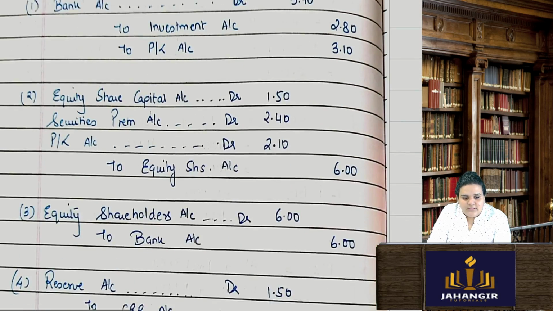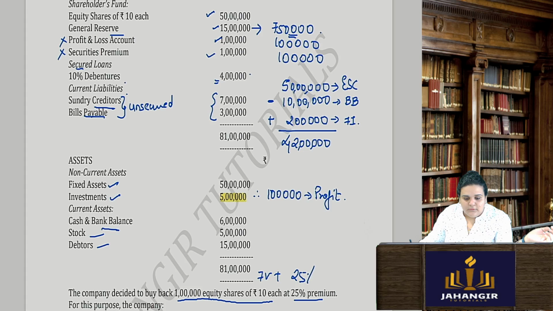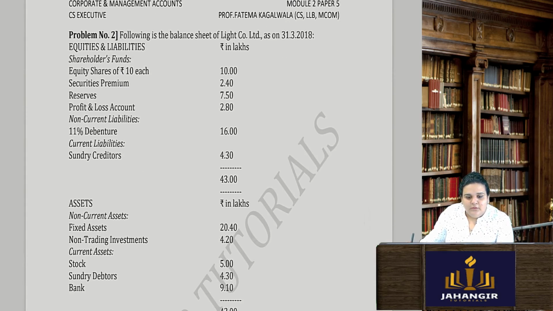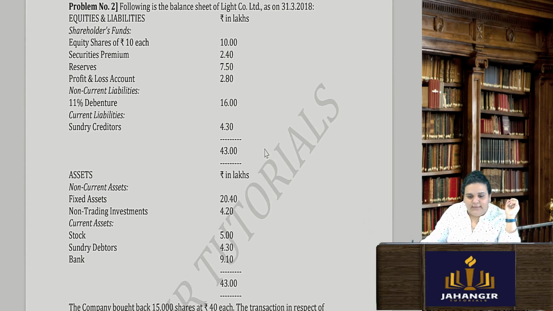I'm moving to question number 2 now. Okay. Following is the balance sheet of Light Limited as on 31st of March 2018.